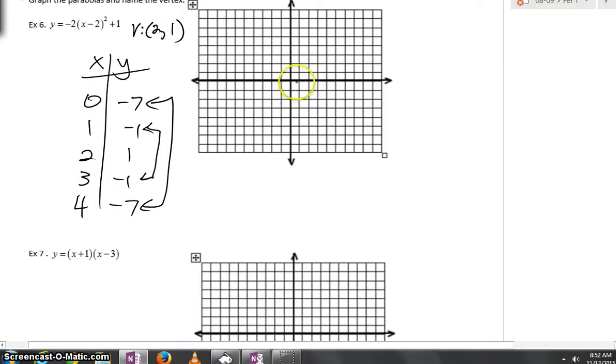That's really a 2. We're at 2 comma 1. And now I can graph it. I'm going to go 2 steps to the right, up 1. I'm going to go 3 to the right, down 1. 4 to the right, and I'm going to go down 7. 1, 2, 3, 4, 5, 6, 7. I'll be at 1 comma negative 1, 1 to the right, down 1. And 0, negative 7 will be over here.